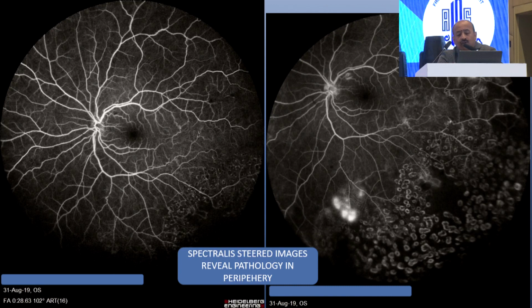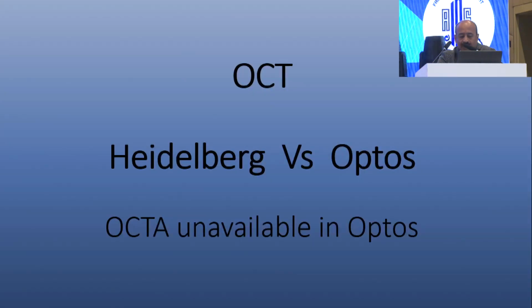So this is a case of vasculitis. Again, you can see with the steered image, you are able to capture the peripheral fluorescent angiographic features of the fundus very nicely, and it is as good as the Optos, only you have to have steered images, not a single shot straight ahead image.